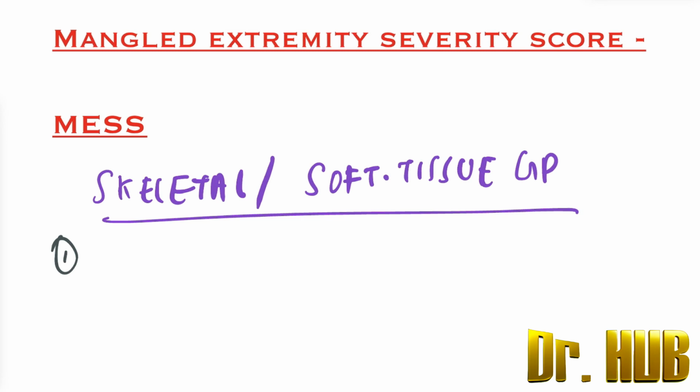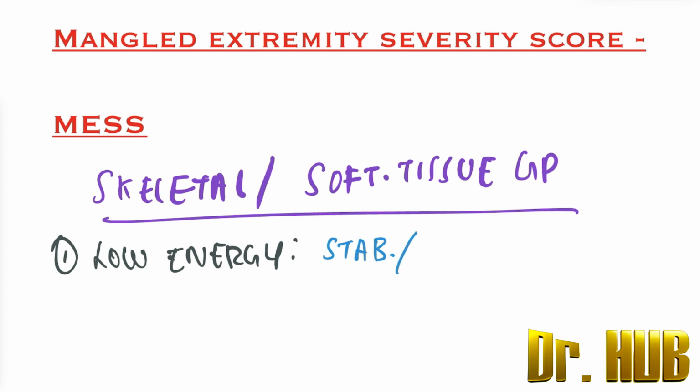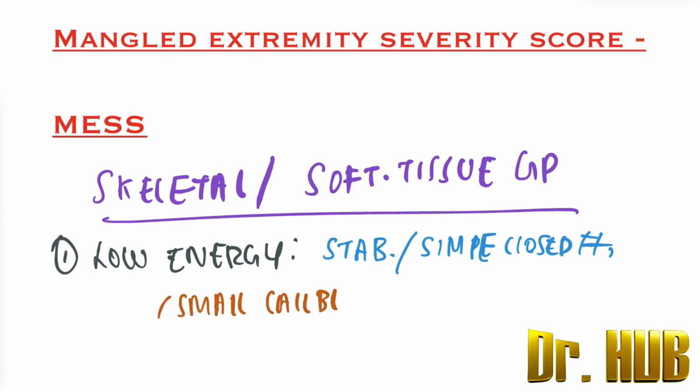The first segment stands for low energy. What are the injuries associated? It includes simple stab wounds, simple closed fractures, as well as small caliber gunshot wounds. All of these get a point of 1.